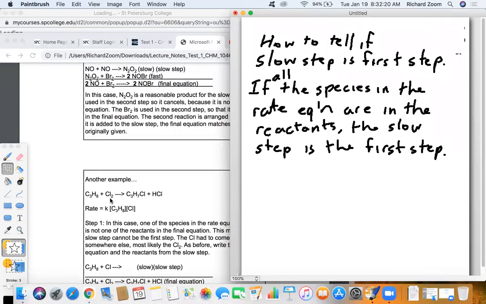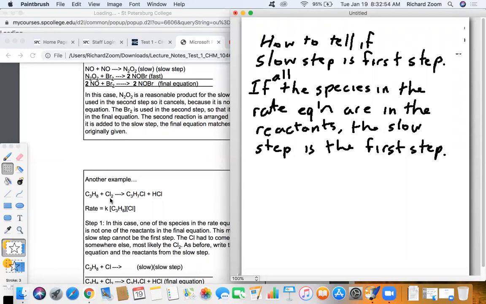So the thing is, if the Cl is coming from somewhere, it must be coming from a previous step. I'll say it again. If the Cl is in the slow step, it must have come from a previous step. I'll say it one more time. If the Cl is in the slow step, it must have come from a previous step since it's not a reactant. The Cl must have come from the Cl2.